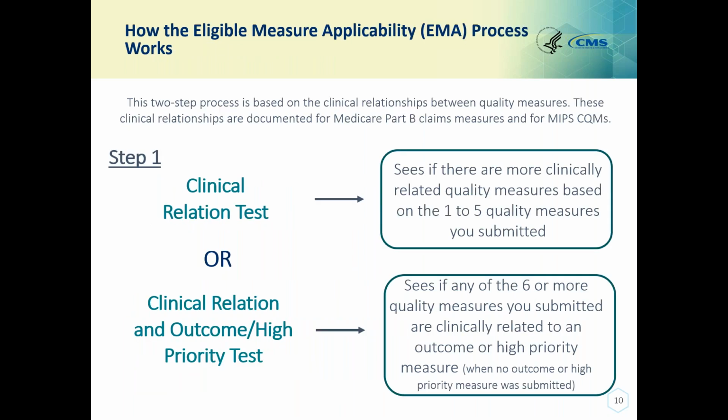Great. This is how it works. It's a 2-step process based on the clinical relationships between measures. So the Boolean logic, as I had referenced, is an association between the quality measures. These are relationships documented in the claims measures and the CQMs. Step 1 is a clinical relations test or clinical relation and outcome high priority test. The clinical relations test sees if there are more clinically related measures based on the 1 to 5 quality measures you submitted. And the clinical relations outcome priorities test sees if any of the 6 or more quality measures you submitted are clinically related to an outcome or high priority measure when no outcome or high priority measure were submitted. Next slide.